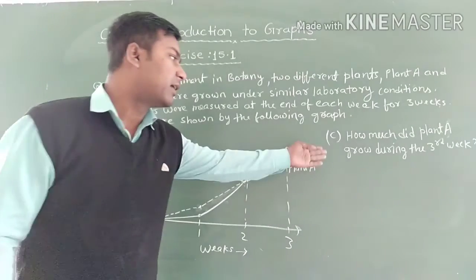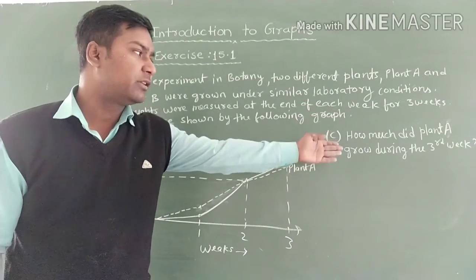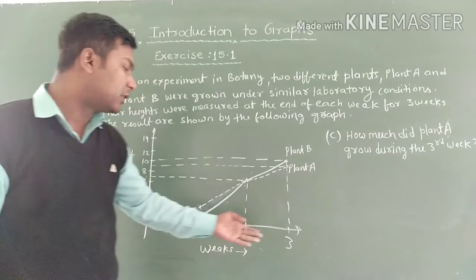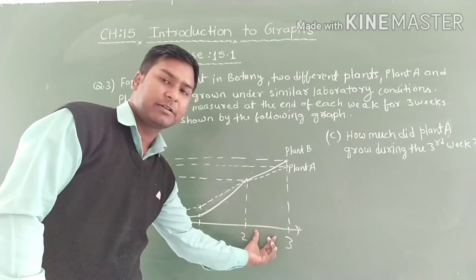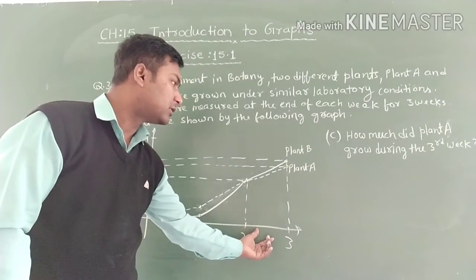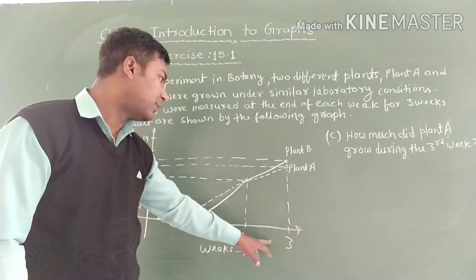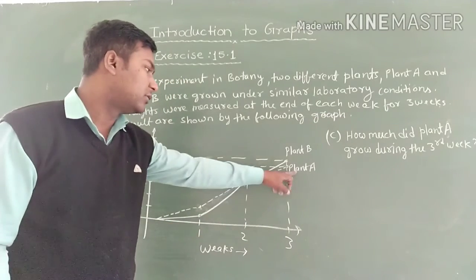C part. How much did plant A grow during the third week? Okay. The third week means from the second to the third week. How much did plant A grow? Plant A is represented by the dotted line. So this is plant A.